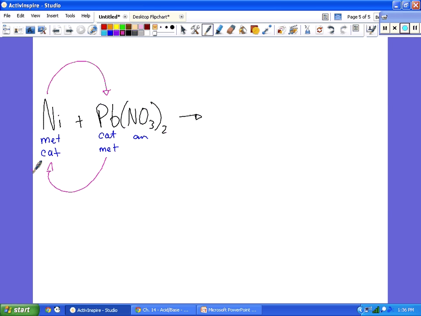So what's going to happen to poor old Pb? It's going to be kicked out by itself. Will it become Pb2? No. Very good. Why not? It's not a diatomic. Now, here's the issue. Nickel is now going to be with who? Nitrate. Is that a new compound?